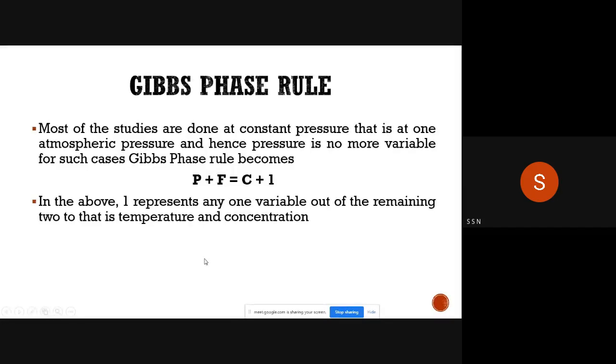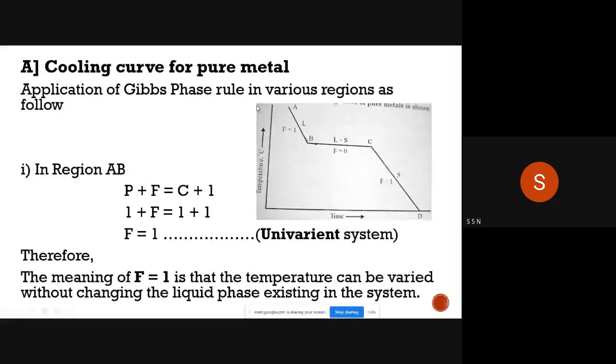Now, this Gibbs phase rule we need to apply to all these cooling curves. Whatever 4 types of cooling curves we are studying, we need to apply it for all of them. So we'll apply this Gibbs phase rule for the cooling curve of pure metal. For pure metal, the first line we will consider is A to B. For that region, we will apply the Gibbs phase rule. So the Gibbs phase rule is P plus F is equal to C plus 1. Here P is the phase, only one phase is there, that's why I will write 1.